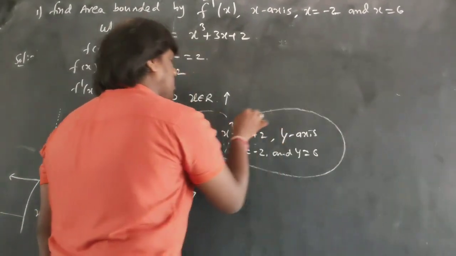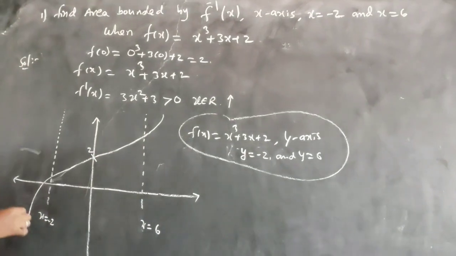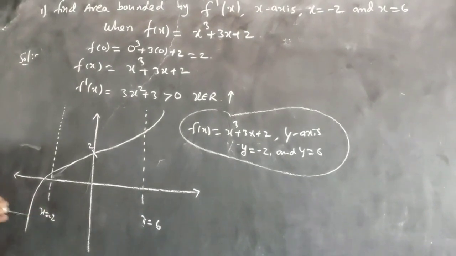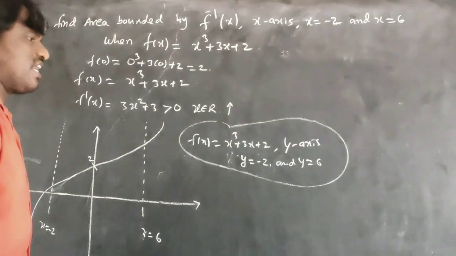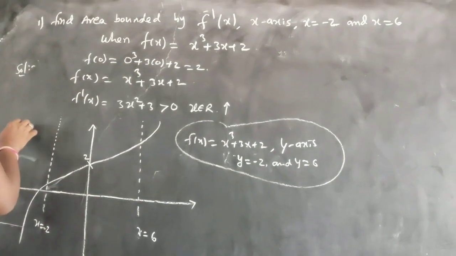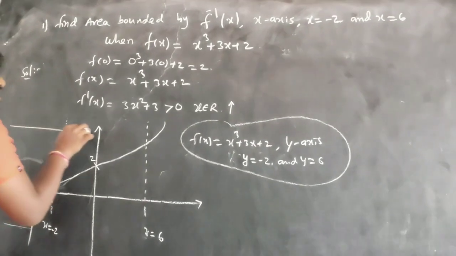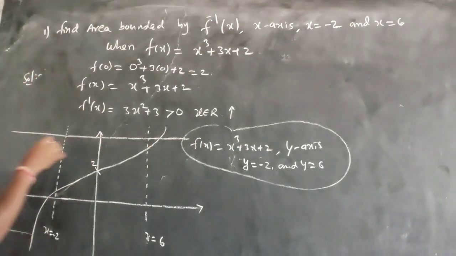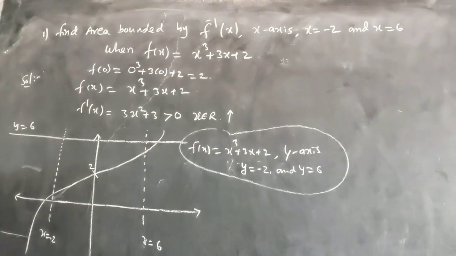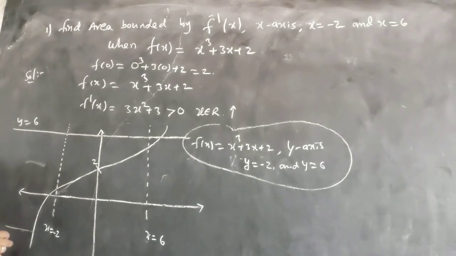So for this there should be y is equal to minus 2. y is equal to minus 2 means where? Down. And y is equal to 6 means where? Here on the top. Let us take this as the y is equal to 6 line. This is y is equal to 6, and y is equal to minus 2.